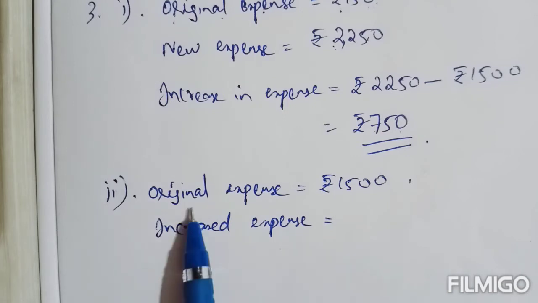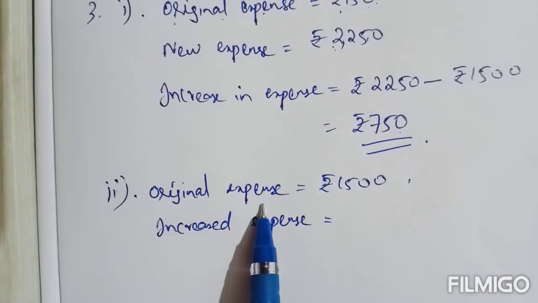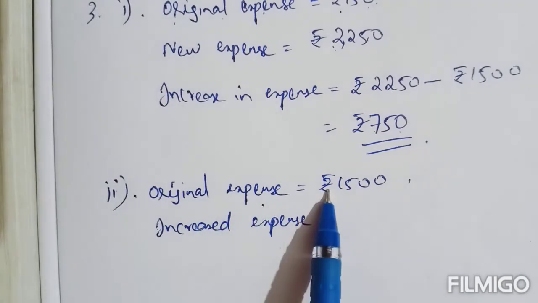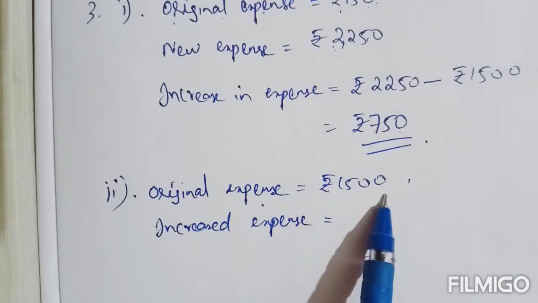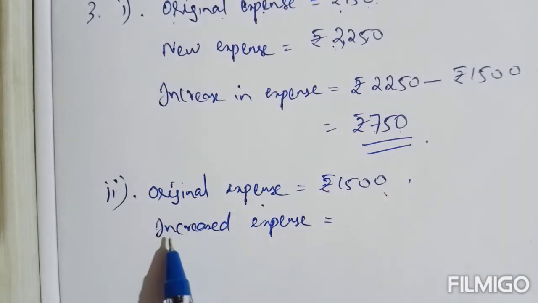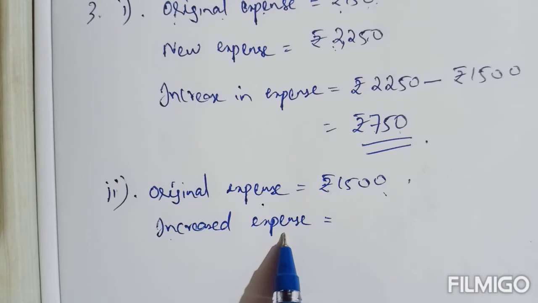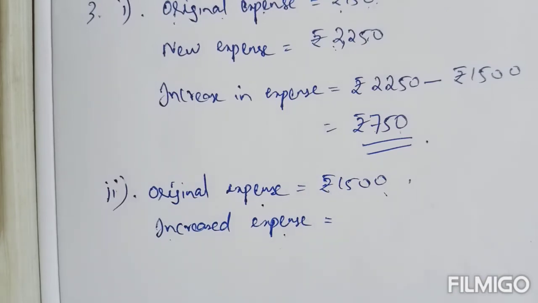So original expense, or first expense, we know it is rupees 1500. Okay, next we have the increased expense. What is the increased expense? It is given in the question. The weekly expense of a boy has increased from rupees 1500 to rupees 2250.